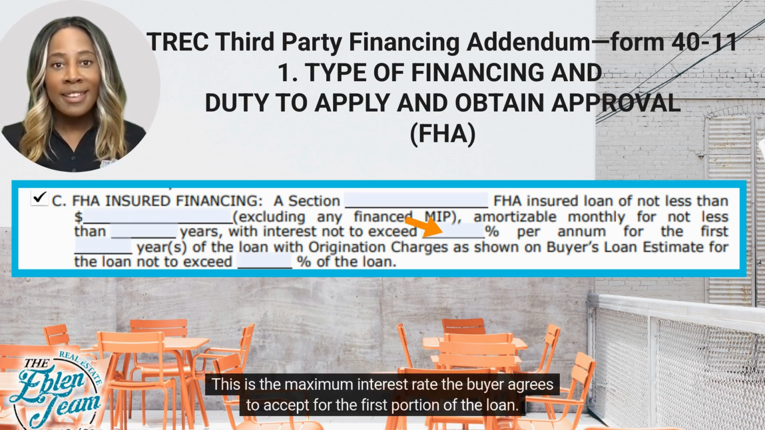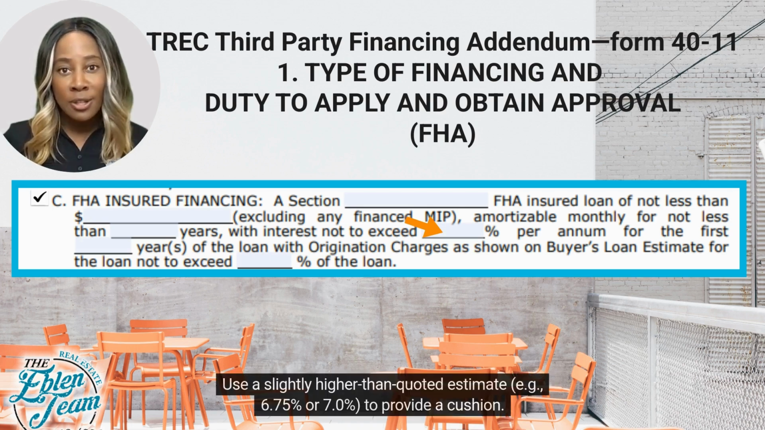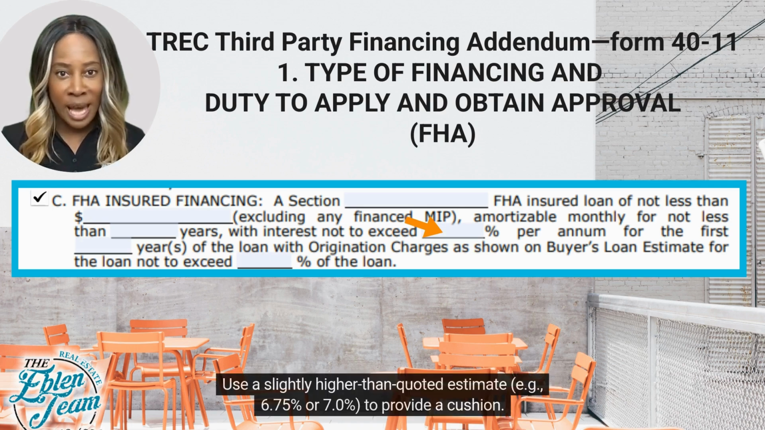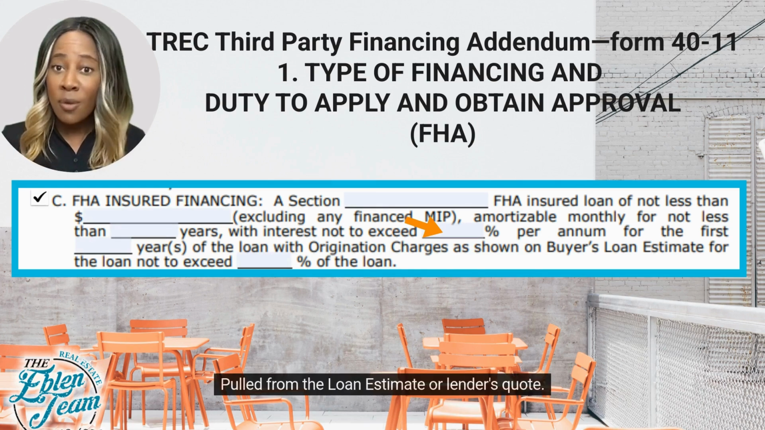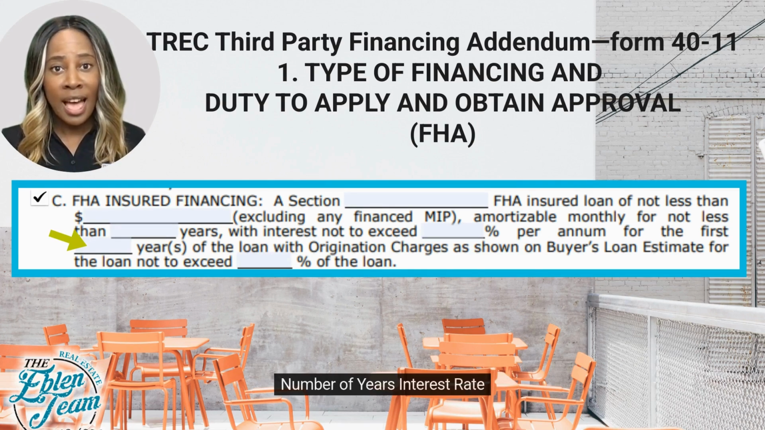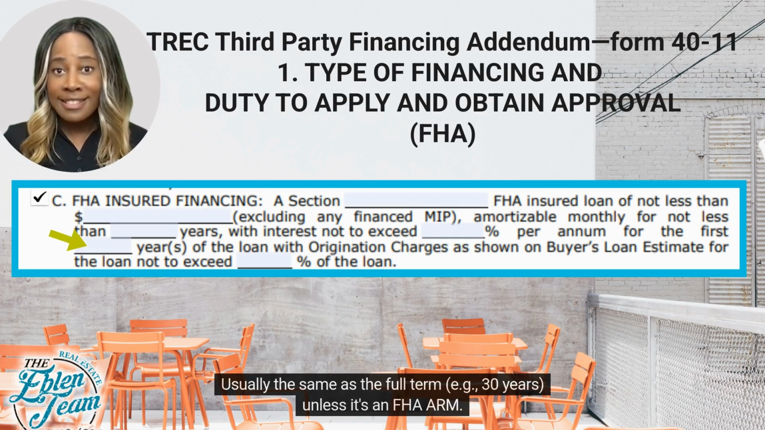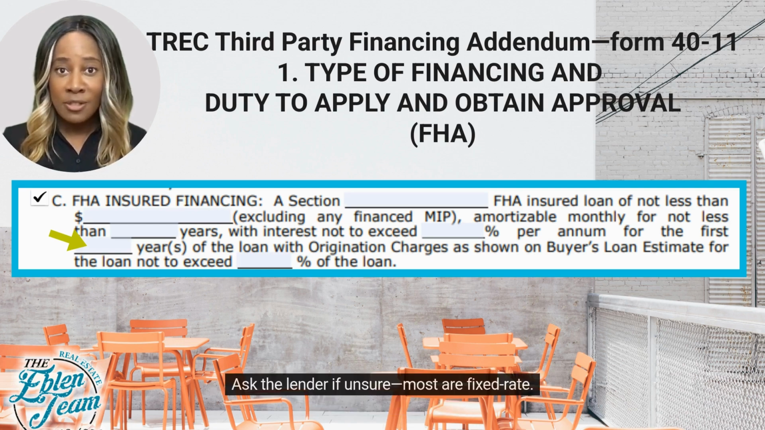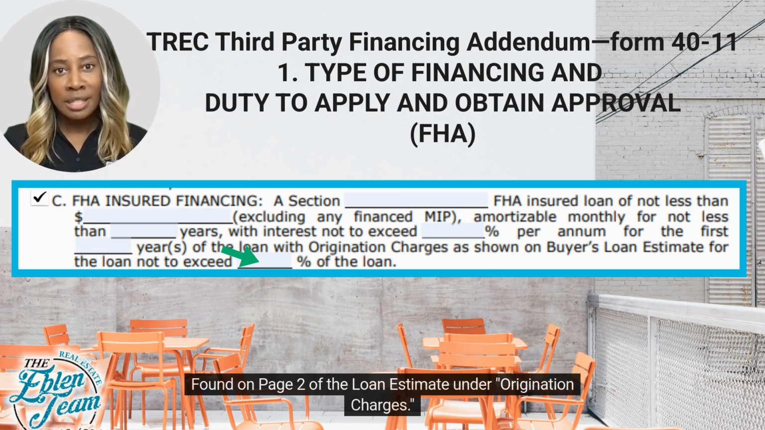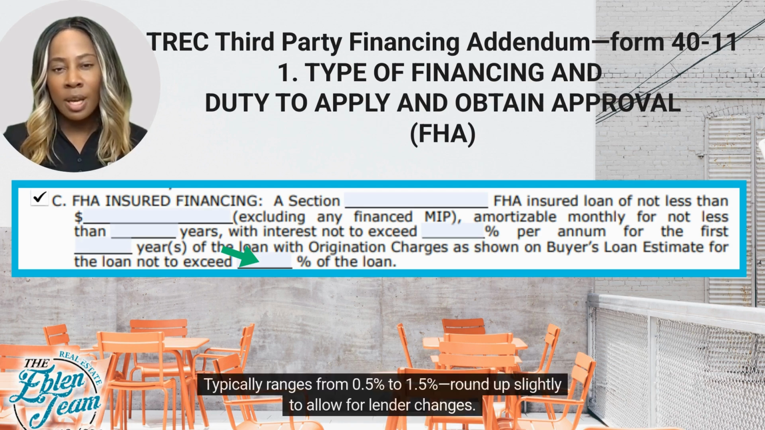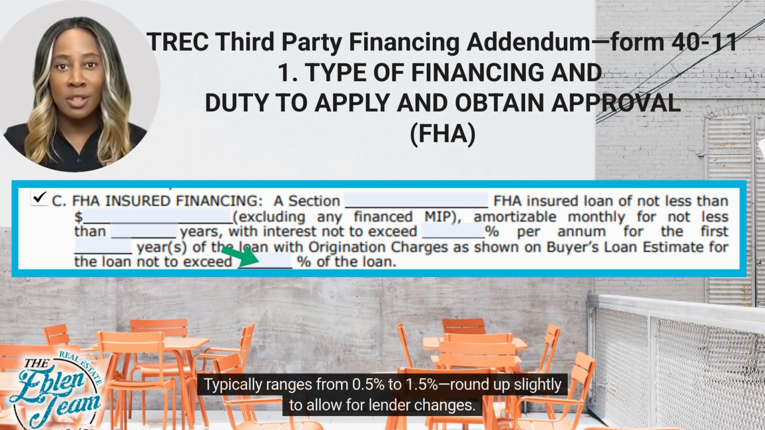Interest rate cap. This is the maximum interest rate the buyer agrees to accept for the first portion of the loan. Use a slightly higher than quoted estimate, for example, 6.75% or 7.0%, to provide a cushion. Pulled from the loan estimate or lender's quote. Number of years interest rate, usually the same as the full term, for example, 30 years, unless it's an FHA ARM. Ask the lender if unsure, most are fixed rate. Origination charge cap, found on page 2 of the loan estimate under origination charges. Typically ranges from 0.5% to 1.5%. Round up slightly to allow for lender changes.